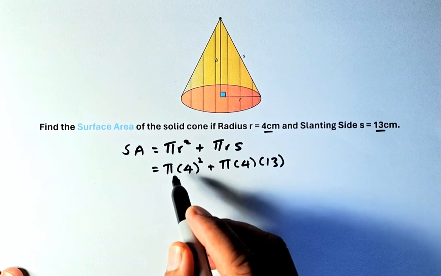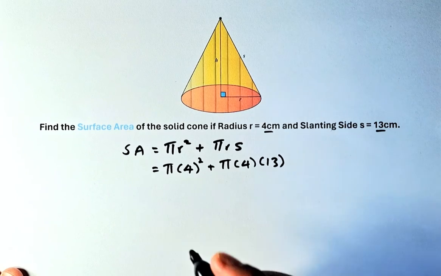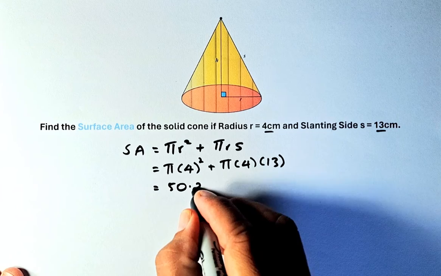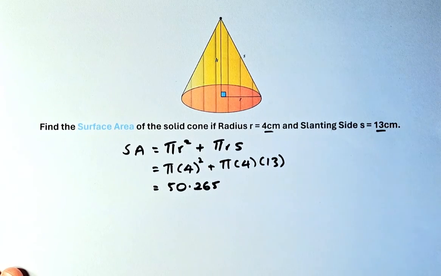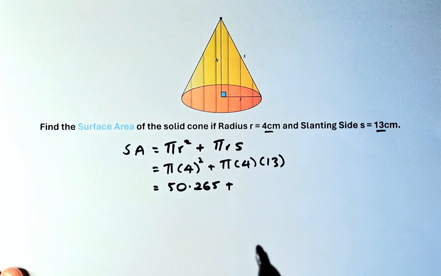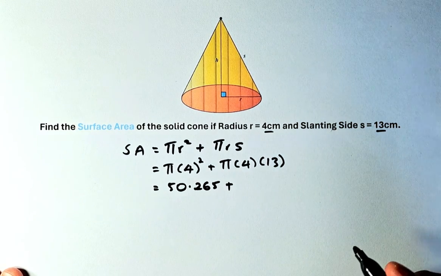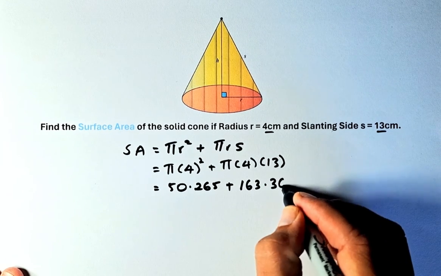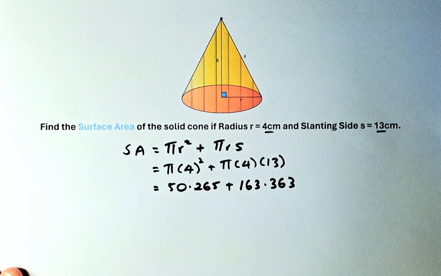When you multiply pi times 4 times 4, the answer is going to be 50.265. And I suggest you do not round that up too early. Make it 3 dp or 4 dp. And for the second part, pi rs, we're going to do pi times 4 times 13. I did it before, so the answer is going to be 163.363. Please check whether I'm on the right track.